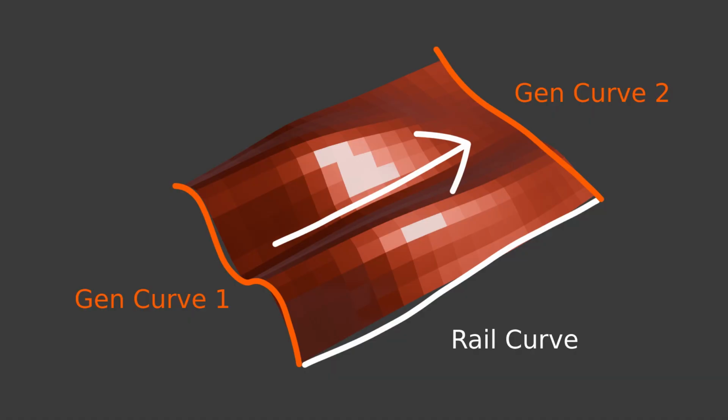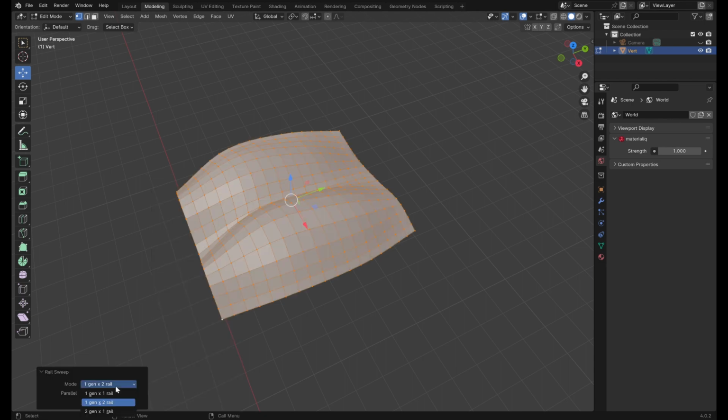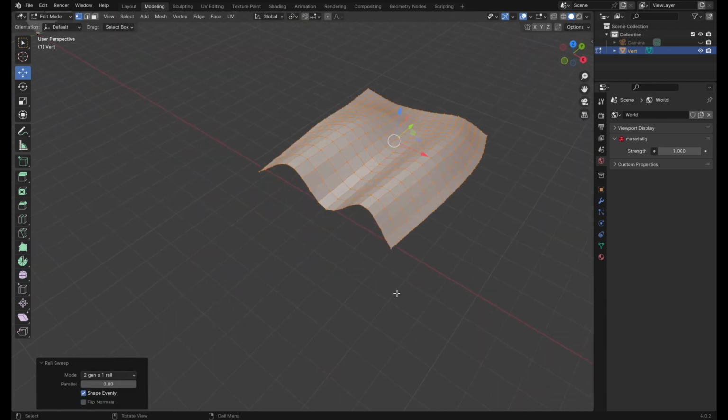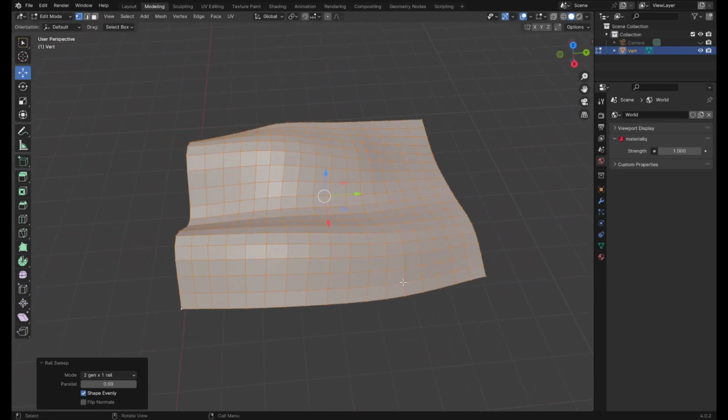The third mode: two generation curves and one real curve. It will generate a transition surface between two generation curves, guided by the real curve. The usage is the same as the last mode. Select the curves, activate the intersection, right-click, Real Sweep, and set the mode to 2 gen 1 real.